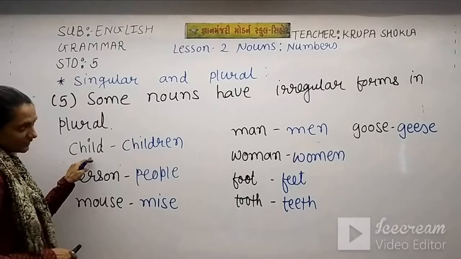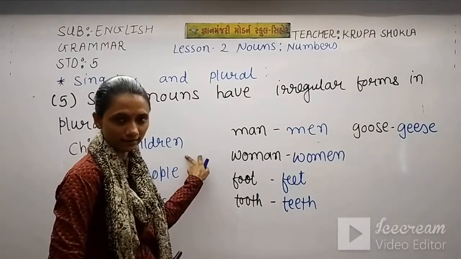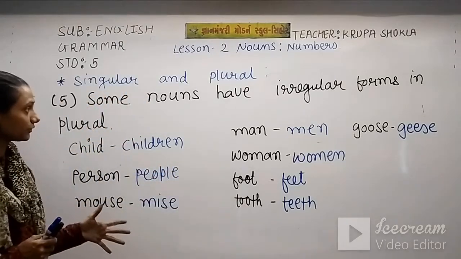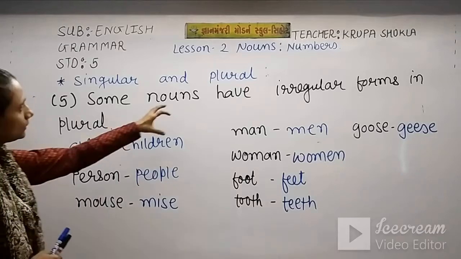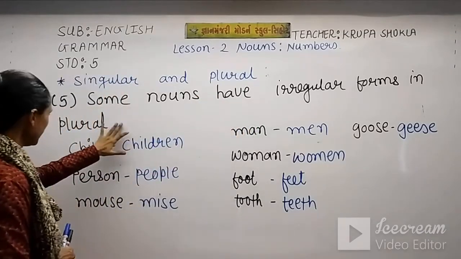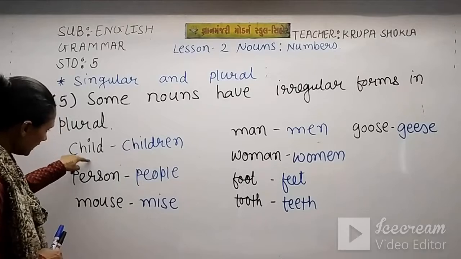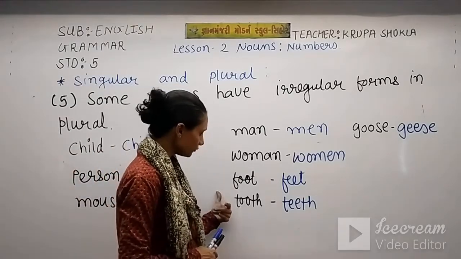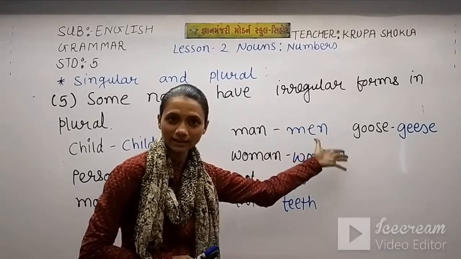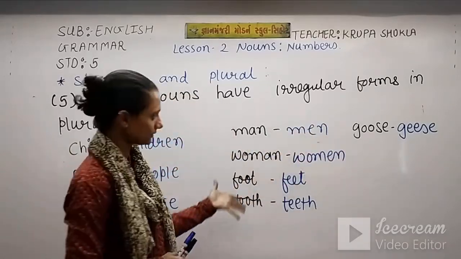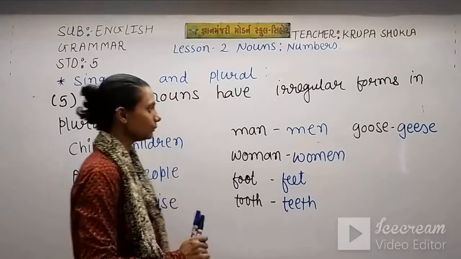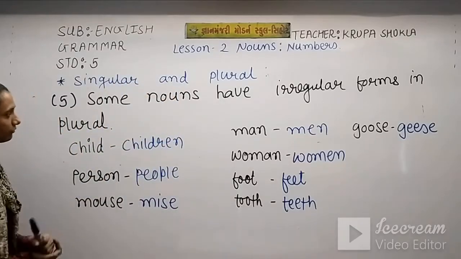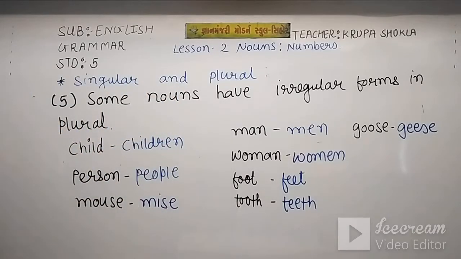The black words are singular and these blue words are plural. So this is our rule number 5. Some nouns have irregular forms in plural and those are child, person, mouse, man, woman, foot, tooth, goose. There are still many more like this, but these are just examples for you. Now moving forward to rule number 6.